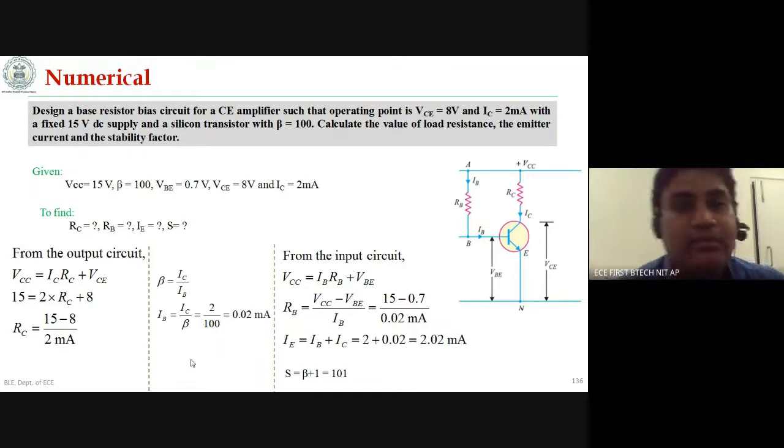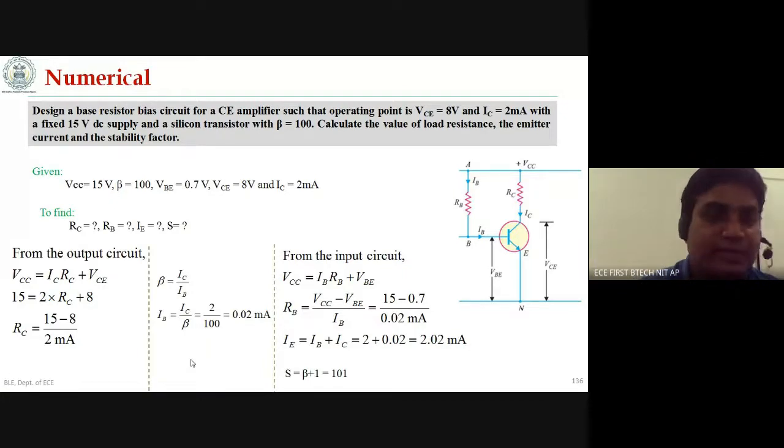We'll discuss some numerical problems to understand the stability factor. Let's say we are taking the base resistor bias method into consideration. Let's say our collector-emitter voltage is 8 volt and collector current is 2 milliampere, and we are giving a 15 volt DC supply, which is nothing but our supply voltage at the collector side, that is VCC. For this silicon transistor, let's take beta to be 100. Now you need to calculate the value of the load resistance, the emitter current and the stability factor. So how can you do it?